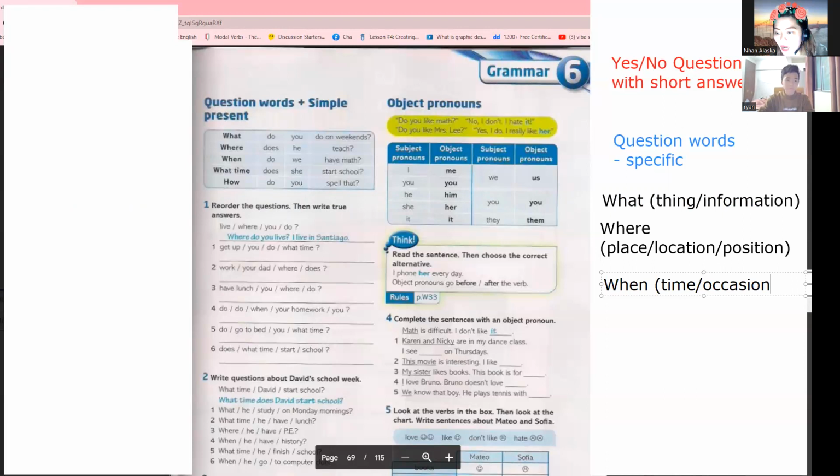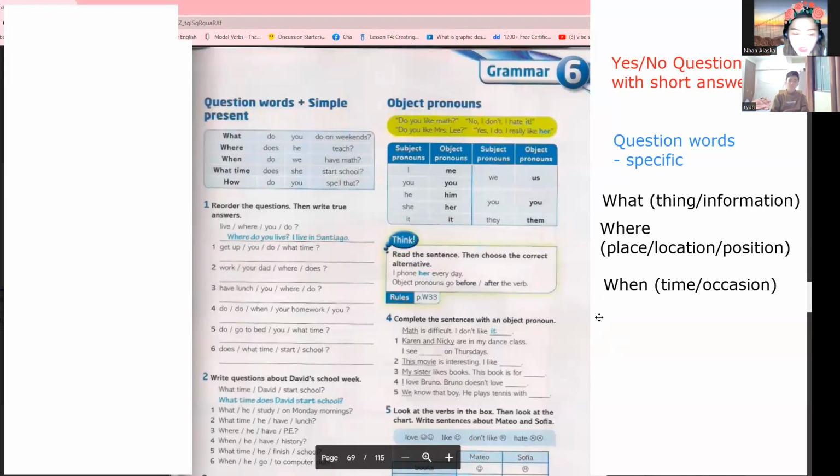Okay. So how about when do we have math? And then of course this is very easy. What time? Of course, what time? It answers information regarding a specific time.